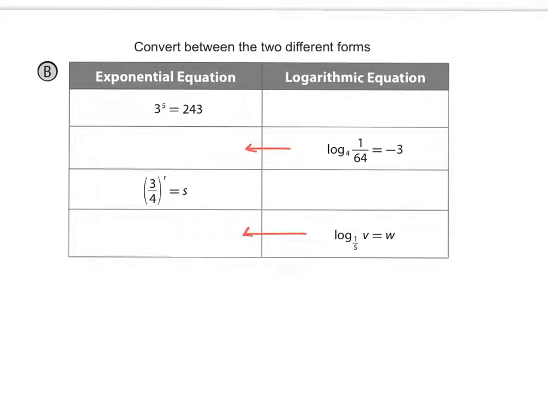So I'm going to start with these two. Remember, it was b to the x power equals a. So on this one, if we rewrite that, that's the same as saying 4 to the negative third power equals 1 over 64. Same thing here: b to the x power equals a. So 1/5, that's my b, to the w power equals v. You're not solving anything, you're literally just writing in between the two forms.